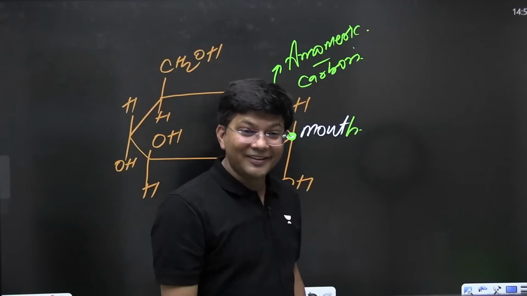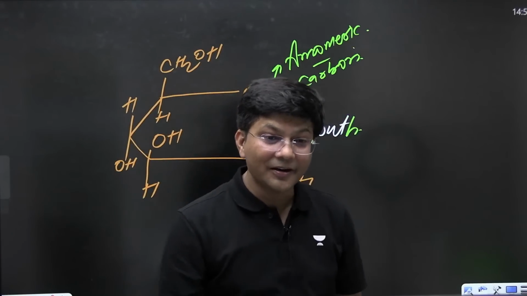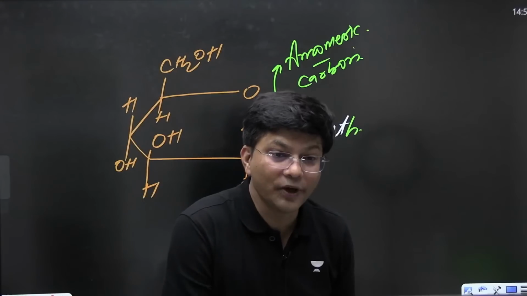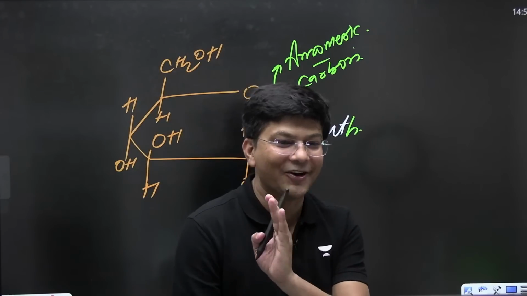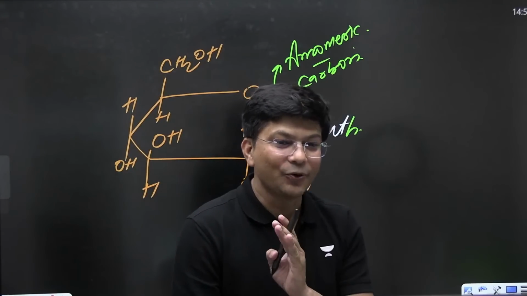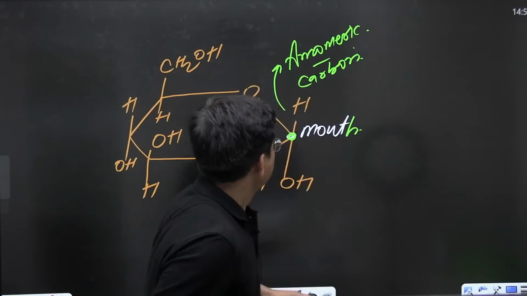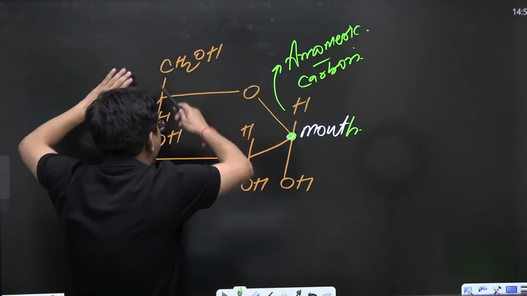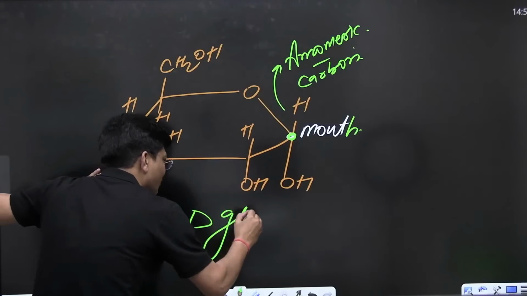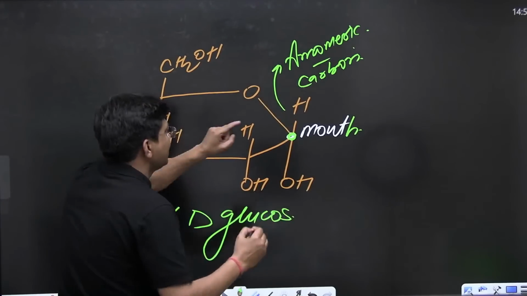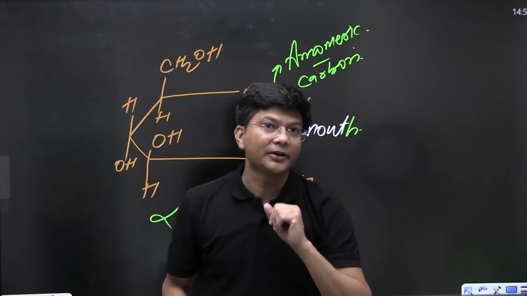Yeah, my dear student, what's the name? Cherukuri Ganeshwar. Wow, really, I like your comment. Cherukuri Ganeshwar ji. Yes, this is alpha D glucose. Very good analogy.